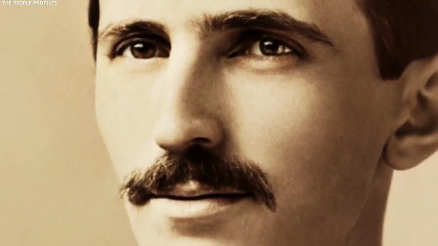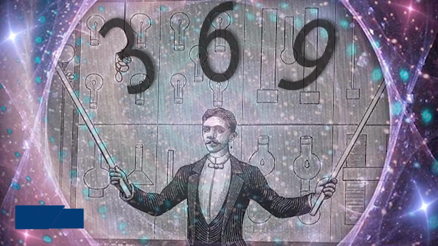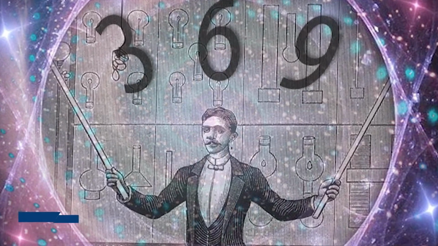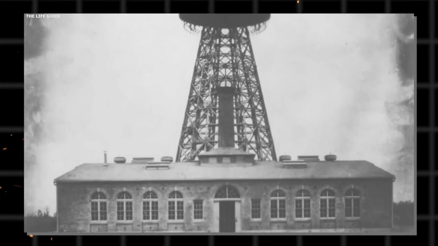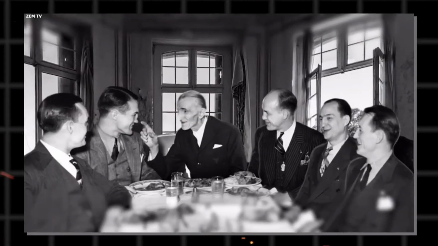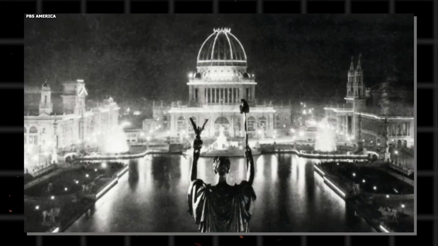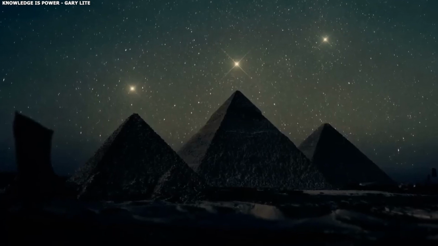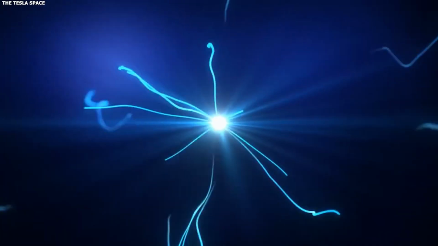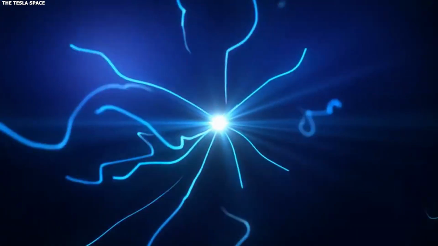Nikola Tesla once said, "If you only knew the magnificence of the 3, 6, and 9, you would have the key to the universe." This statement, as mysterious as it is, has captured the imagination of scientists, philosophers, and spiritual leaders for generations. Tesla believed these numbers weren't just ordinary. They carried a unique power that could reveal the secrets of existence itself.